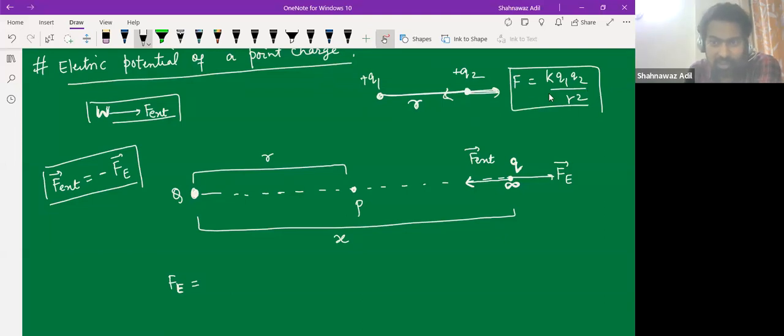Guys, I forgot the Coulomb force. Please start revising. Otherwise, this is the simplest.